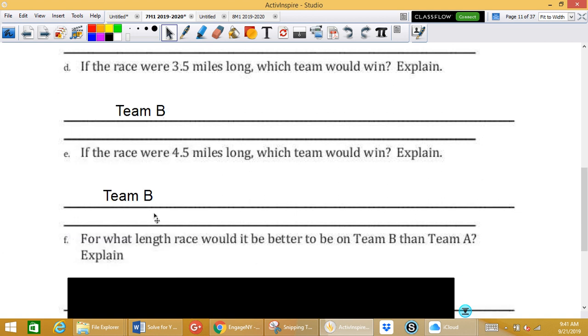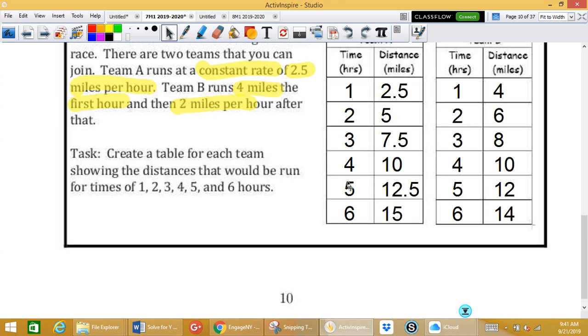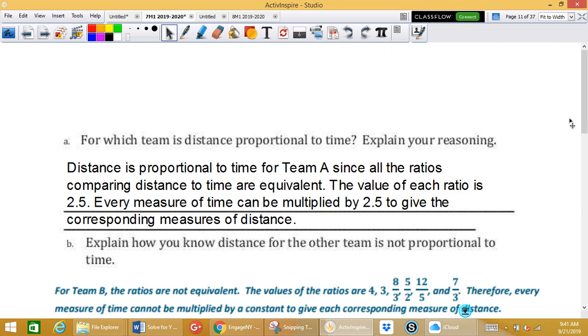Four and a half miles would still be, 4.5 miles. Let's go back and look. Oh, I'm thinking time. 4.5 miles is going to be up in here, and they're already there. So, still Team B.